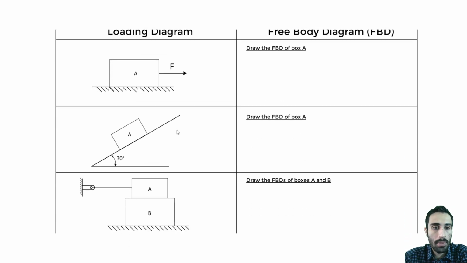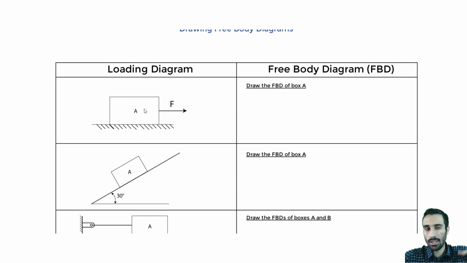So let's begin one by one. We'll start with basic stuff at the beginning. So we have the loading diagram, and here we're asked to draw the free body diagram. We have an applied force. It's a box sitting on a flat surface. So we want to draw the free body diagram of box A, right?